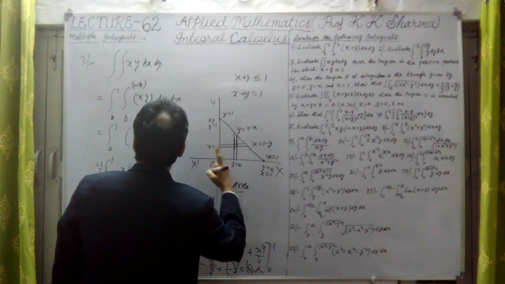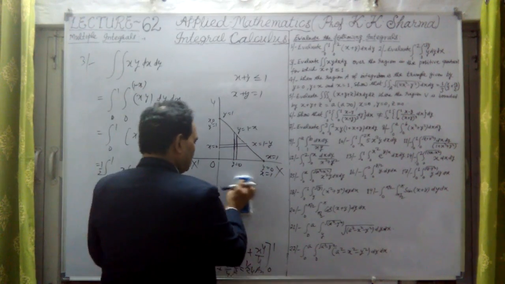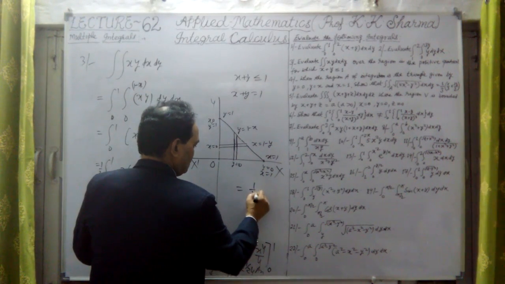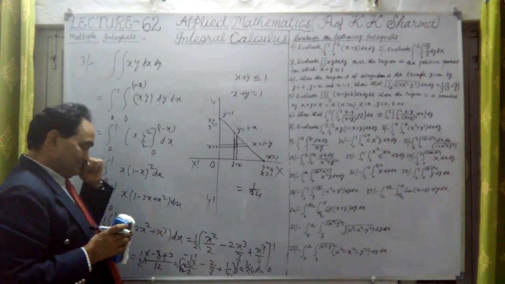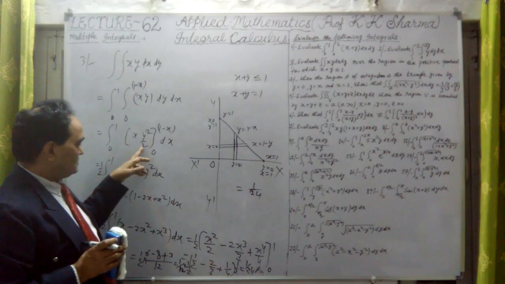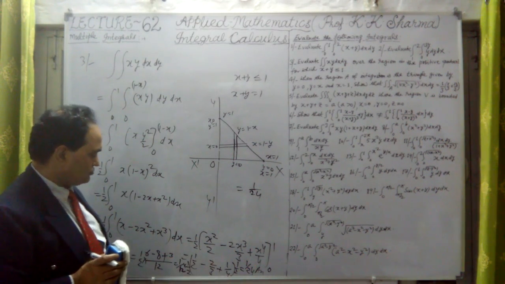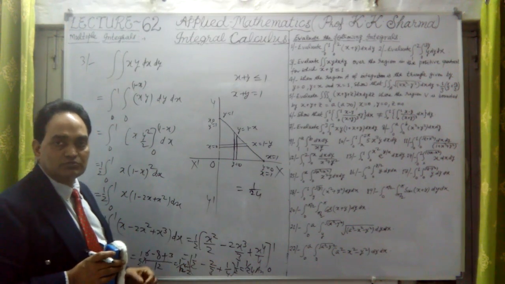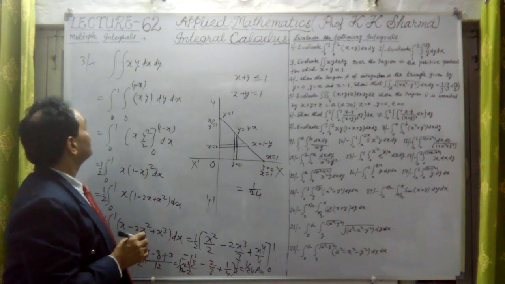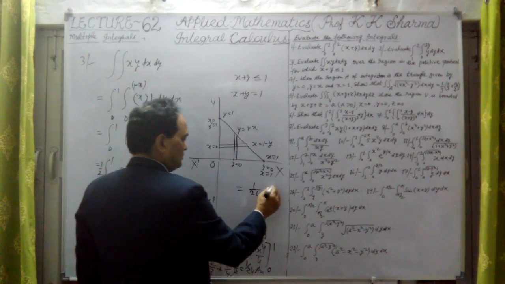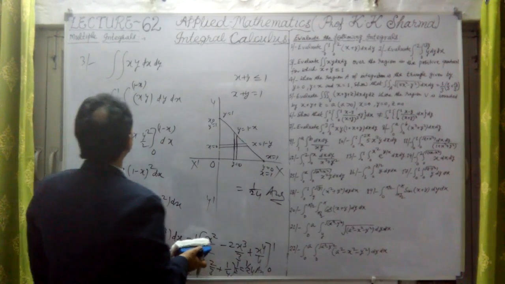The value of the integral is 1 by 24. Sorry, because I left out the 1 by 2 here. Okay, that was my mistake. This 1 by 2 is further multiplied to 1 by 12 into 1 by 2. That means 1 by 24. The answer is 1 by 24. This is question number 3, and this is answer 1 by 24. Okay, so question number 3 we are done.